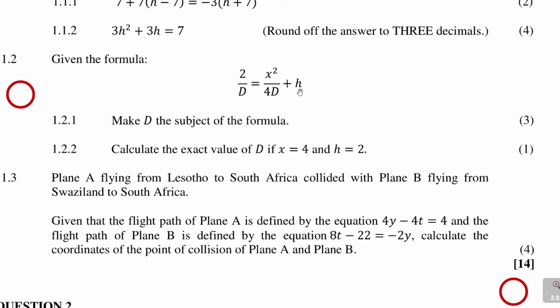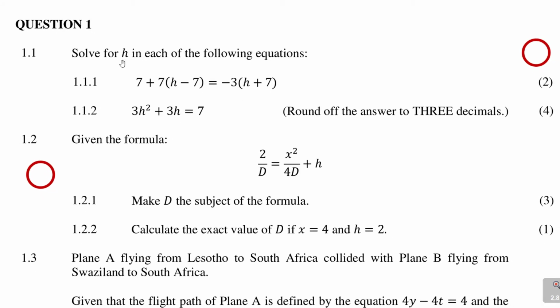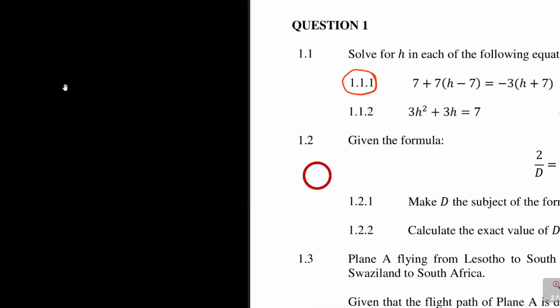All right. Now let us look at question number 1 here. It says solve for h in the following equations, and this is 2 marks. So 1.1.1, this is where we are starting. What are we doing? We are solving for h. 2 marks, so it mustn't take us long. How could we have approached this question?